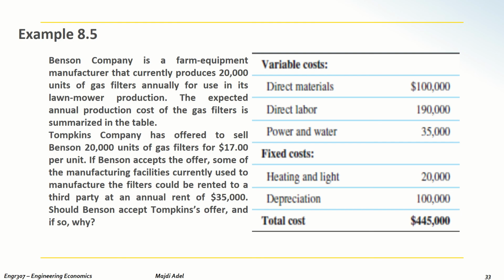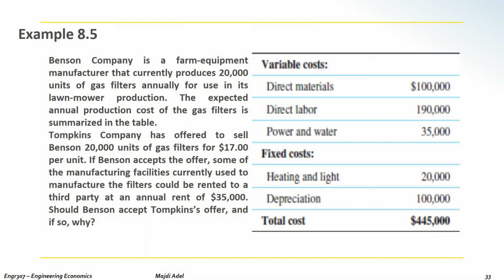Okay, if Benson accepts the offer, and the plant used for producing the gas filters is going to be rented to a third party, they will rent out the plant used for producing the filters to another company, and they will pay them an annual rent of $35,000. Should Benson accept the offer or reject it, and why?